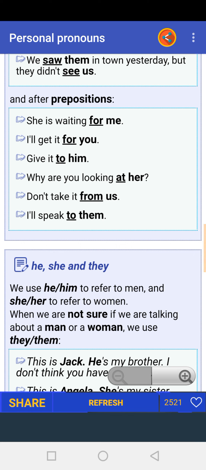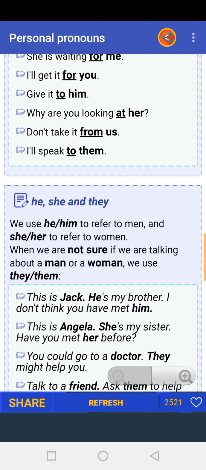Or after prepositions. So the object pronoun can come after a verb or after a preposition. For example, she is waiting for me. I'll get it for you. Give it to him. Why are you looking at her? Don't take it from us. I'll speak to them.